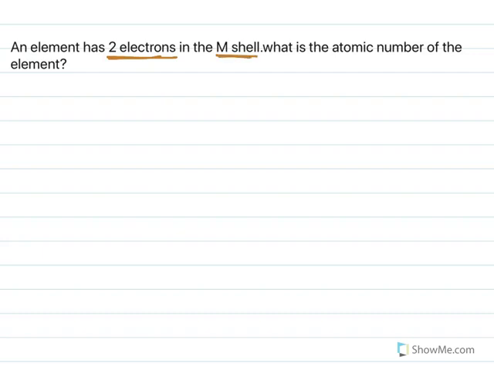An element has 2 electrons in the M shell. What is its atomic number? So there we have K, L and M shell here, and 2 electrons in the M shell. So 2 electrons here, which means the earlier ones must be already filled. There must have been 8, 2. Now let's add up and see how many electrons this has. 12 electrons. 2 plus 8 plus 2.